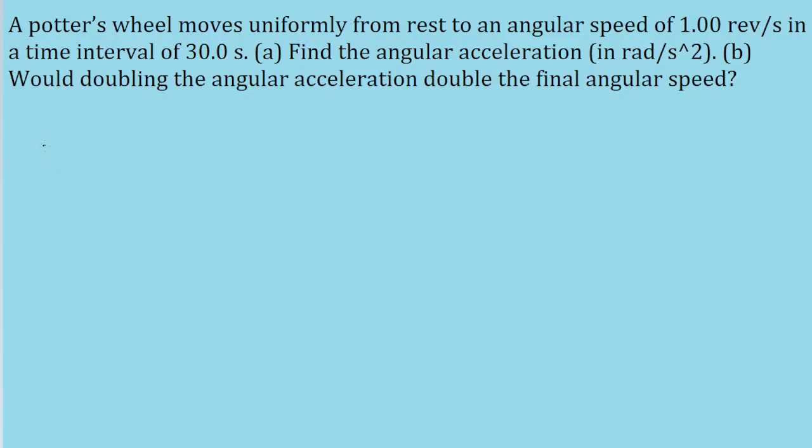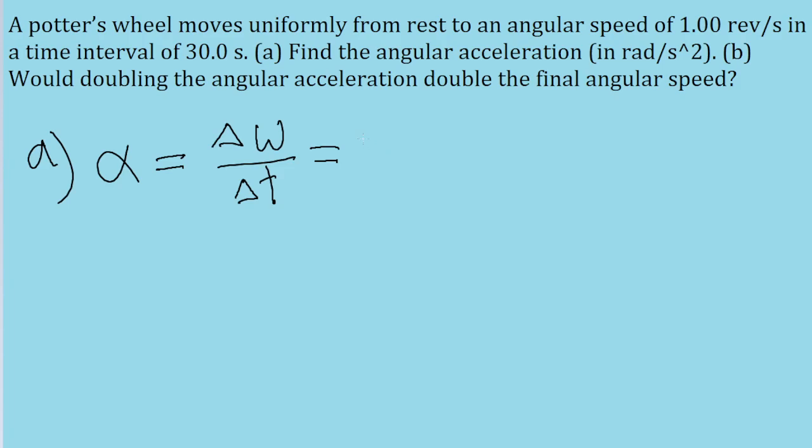Hey everyone! In part A of this problem, we're looking for the angular acceleration of the potter's wheel as it accelerates from rest to an angular speed of 1 revolution per second. Recall that the formula for angular acceleration is equal to the change in angular velocity divided by the time interval that it took for that change in angular velocity to take place. This is also equal to the final angular velocity minus the initial angular velocity divided by the time interval.